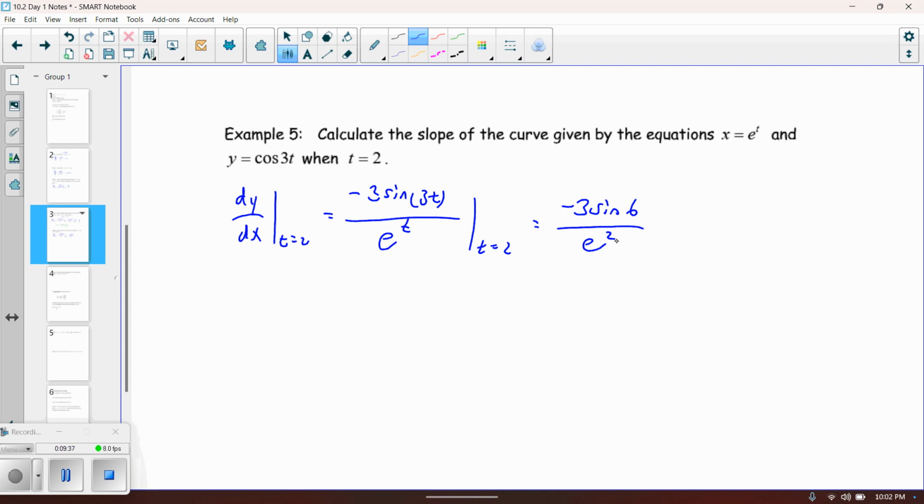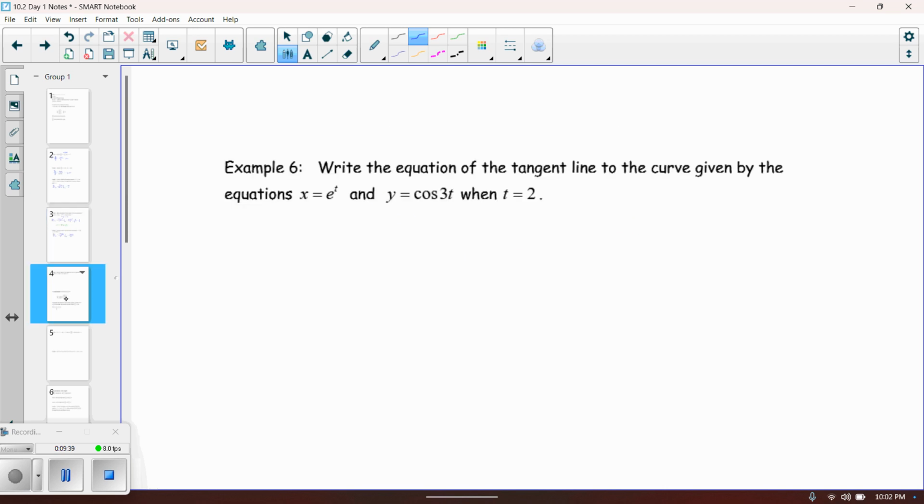All right, moving on to the next one. Example 6. Write the equation of the tangent line to the curve given by the given parametric equations at t equals 2. Well, if you recognize this, this is exactly the same problem that we just did. No reason to redo the whole thing. We know that dy over dx, at t equals 2, was negative 3 sine of 6 over e squared.